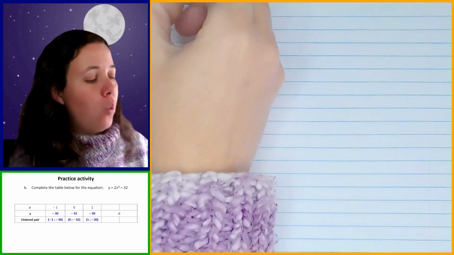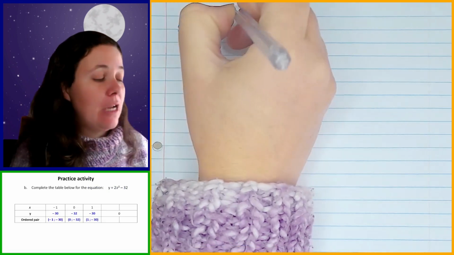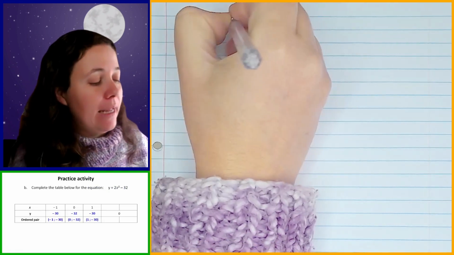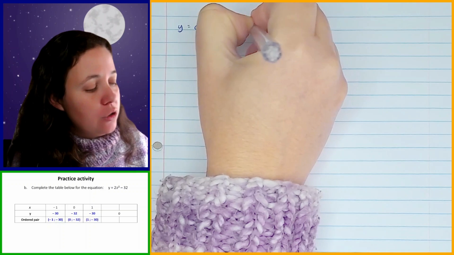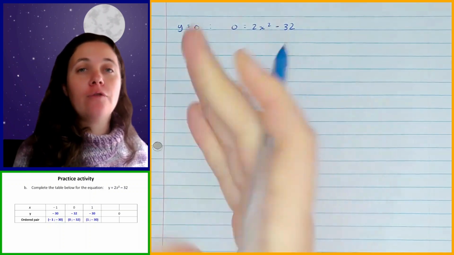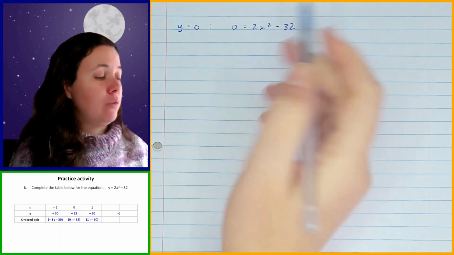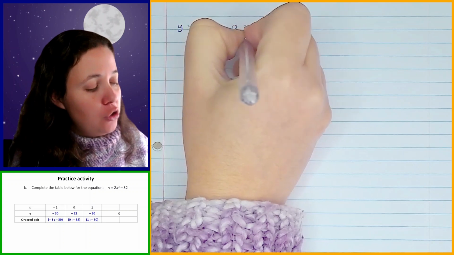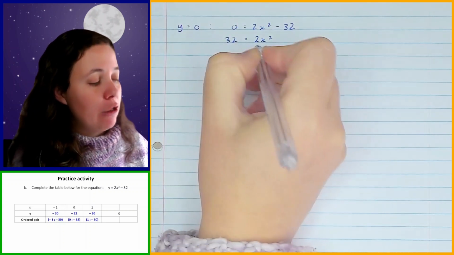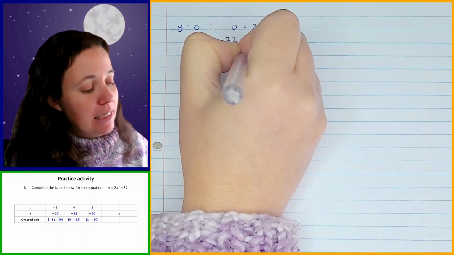Okay, so we have y is equal to 0, and now we're going to go and find out which x values will give us 0 for y. So I'm going to have 0 equals 2x squared minus 32. So first I'm going to go and solve it like I normally would. I want to get the 32 away from here, so I'm going to add 32 on both sides. So I've got 32 equals 2x squared. Now I want to get rid of this 2 over here, so I'm going to divide by 2 on both sides. That's going to be 16 equals x squared.